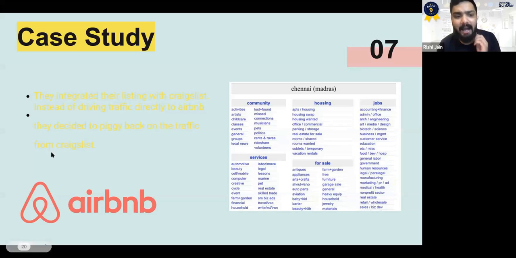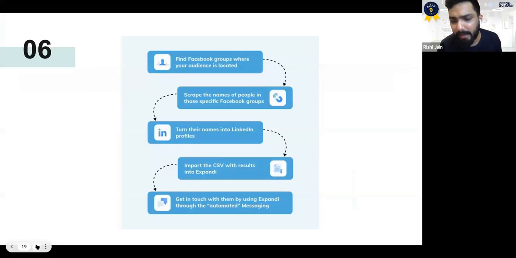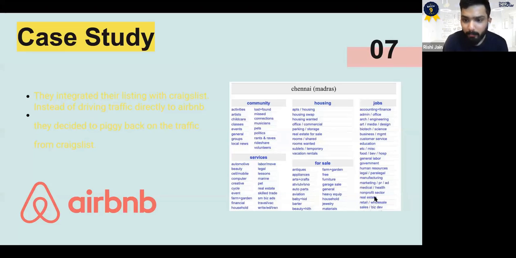Let's understand how Airbnb drove crazy SEO traffic. How many of you know Airbnb? So yeah, a case study of Airbnb, how they integrated their listing with Craigslist. Craigslist was actually a site where they used to list all the homes and stuff, and it was the most popular back then. So Craigslist was enjoying SEO domination on top.